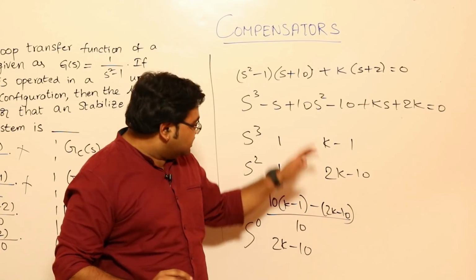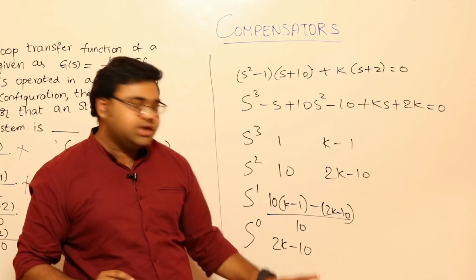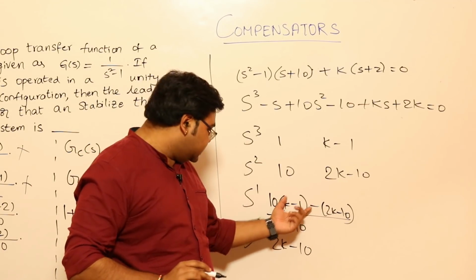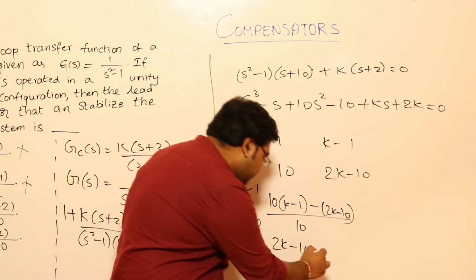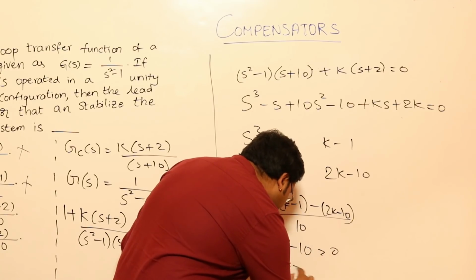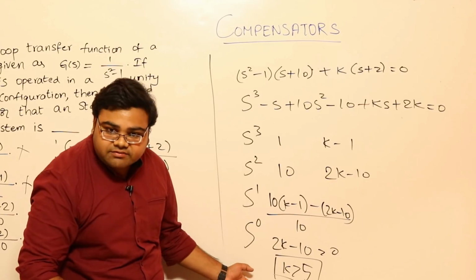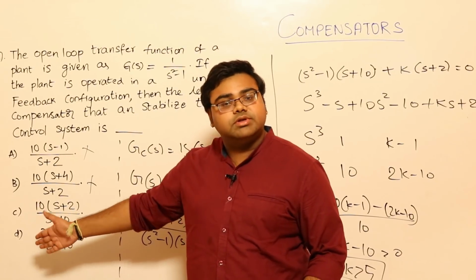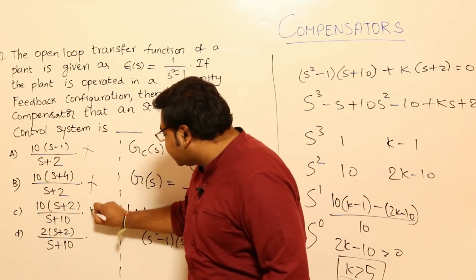In short, first of all, for stability, all of these values should be greater than 0. For k, obviously you will get k greater than 0 in this inequality. Here you will get k greater than 5 if you solve it. If this has to be greater than 0, k should be greater than 5. Because k should be greater than 5, which of the two options is correct? Is this correct? No, because k is less than 5. Is this correct? Yes, this is the most correct answer.